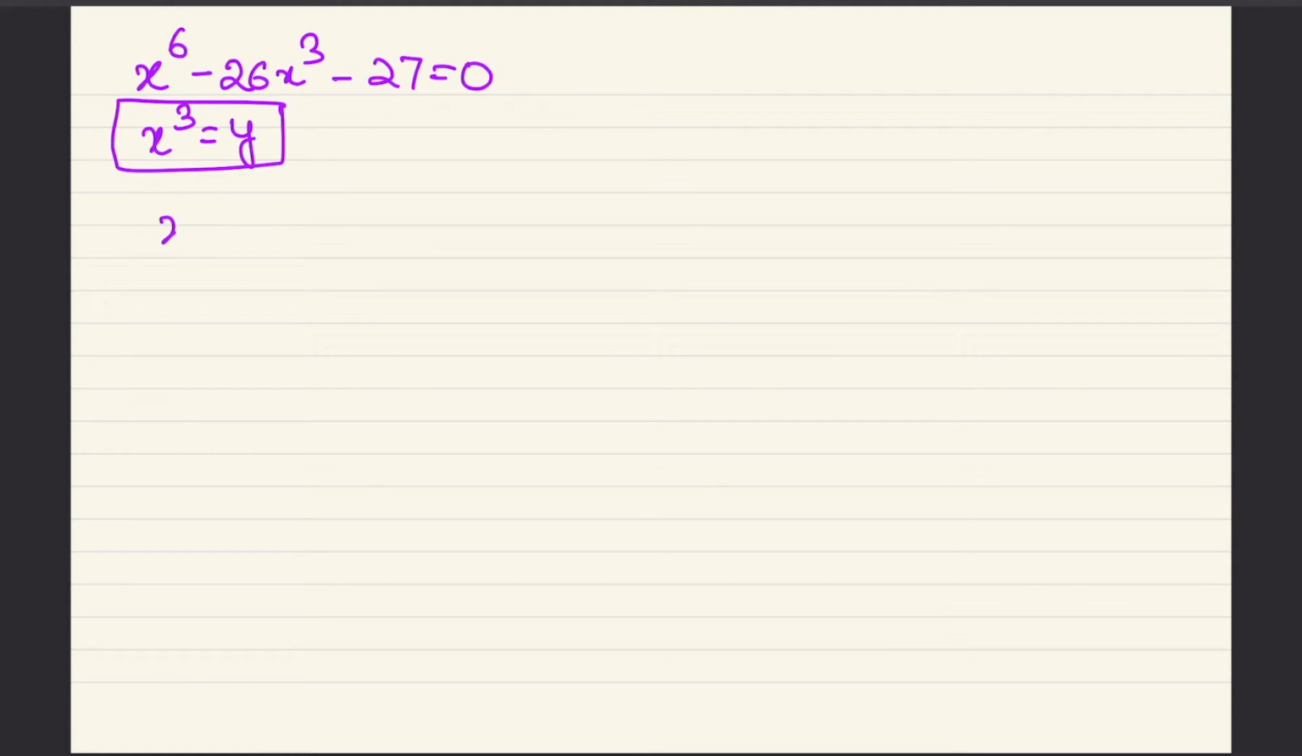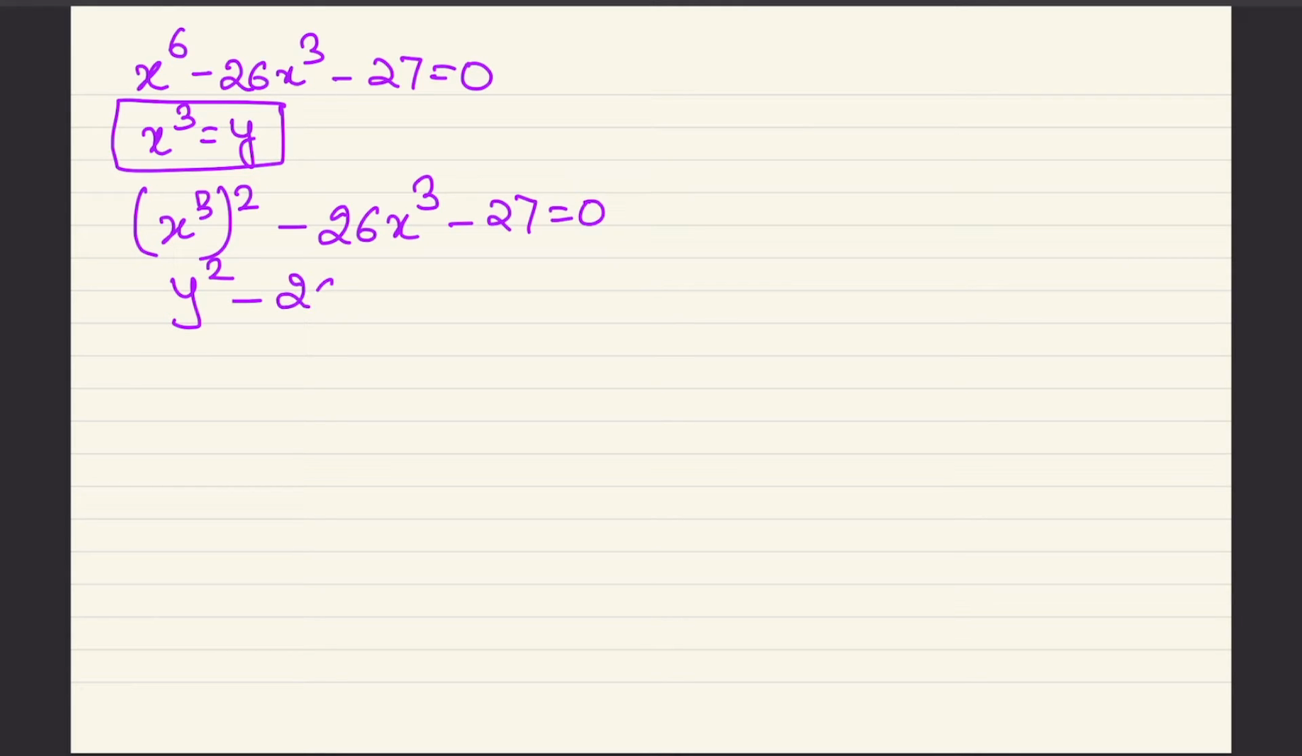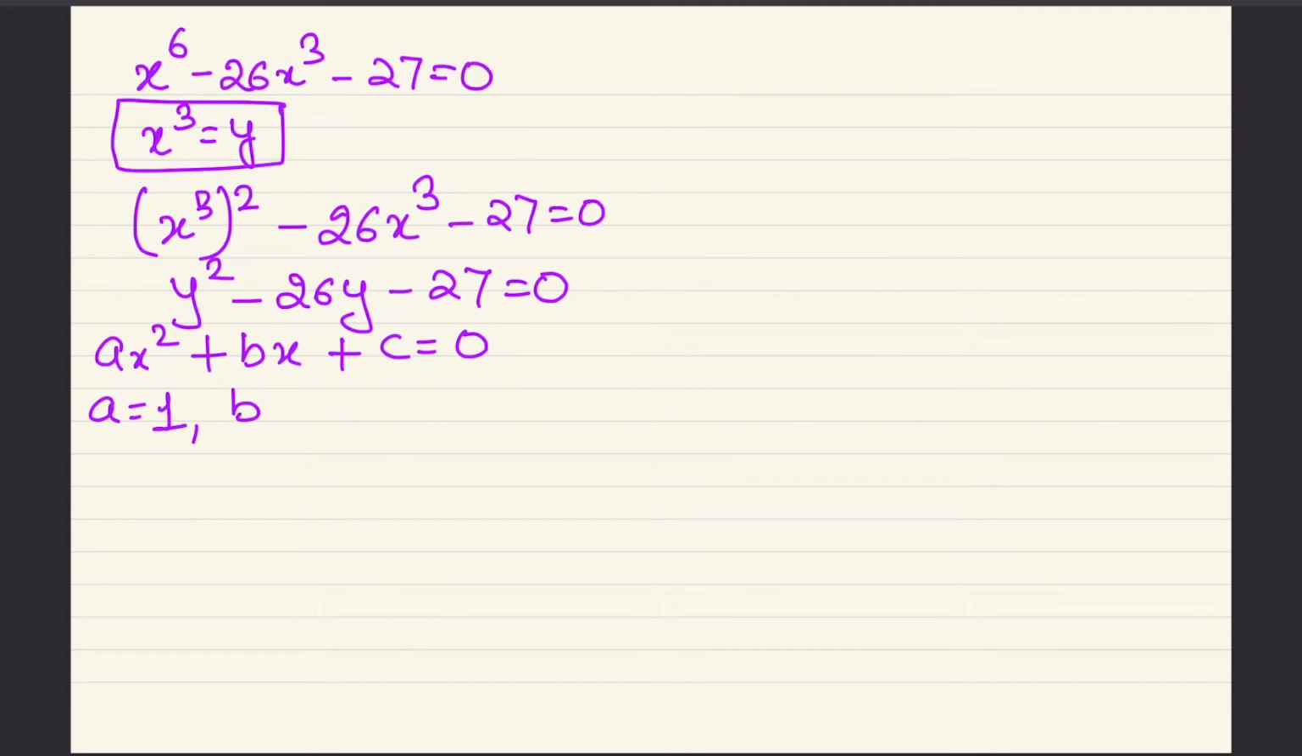So this x power 6 minus 26x cube minus 27 equal to 0. Now let us substitute x cube as y. So this will become y square minus 26y minus 27 equal to 0. Now compare it with the general quadratic equation, ax square plus bx plus c equal to 0. On comparing, we get a equal to 1, b equal to minus 26 and c equal to minus 27.